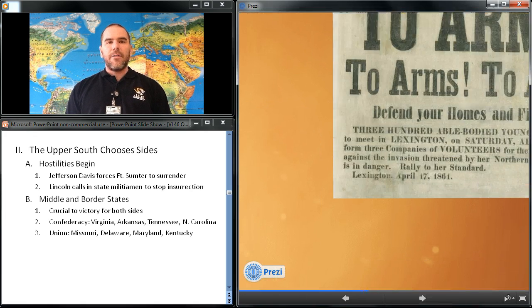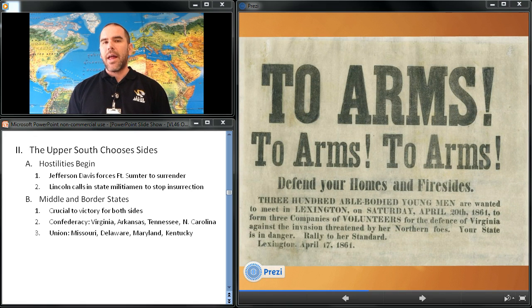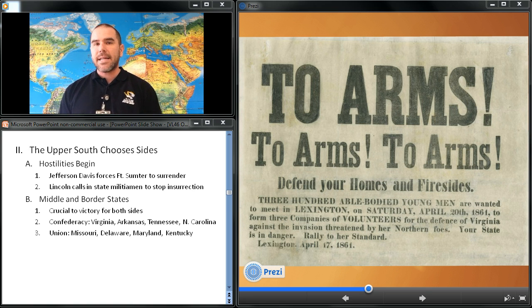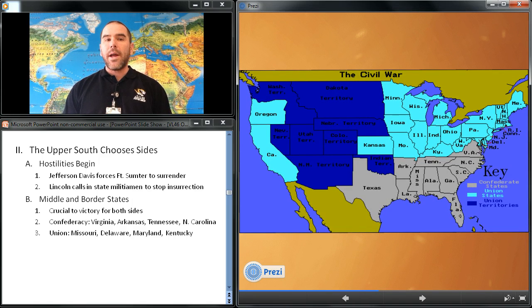The states of the middle and border South were forced to choose sides then in the dispute. Support from these states was crucial to the Confederacy because of these states' high populations and their access to industry and fuel. Virginia, Arkansas, Tennessee, and North Carolina joined the Confederacy after the fall of Fort Sumter. After Lincoln intervened, Missouri, Delaware, Maryland, and Kentucky stayed with the Union.